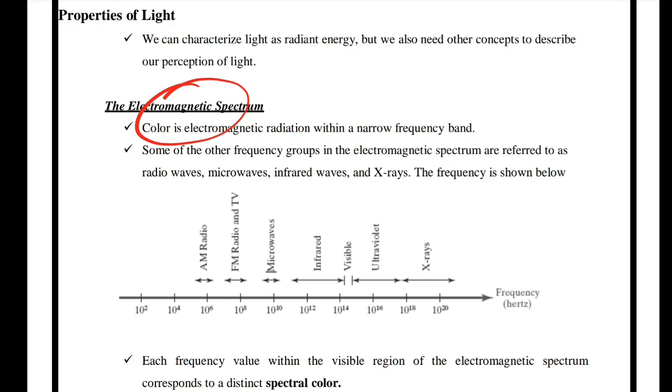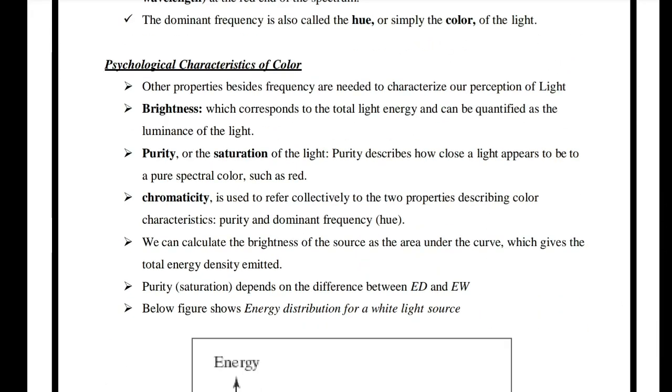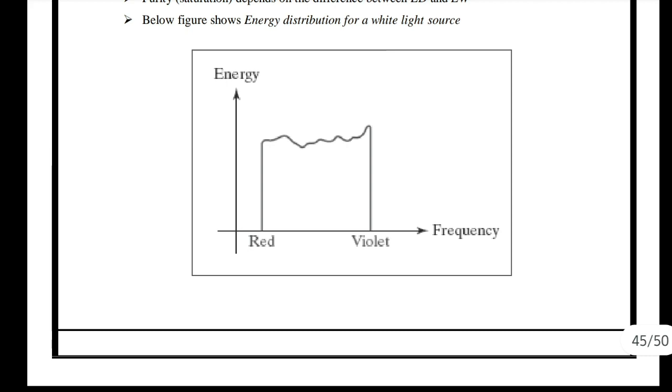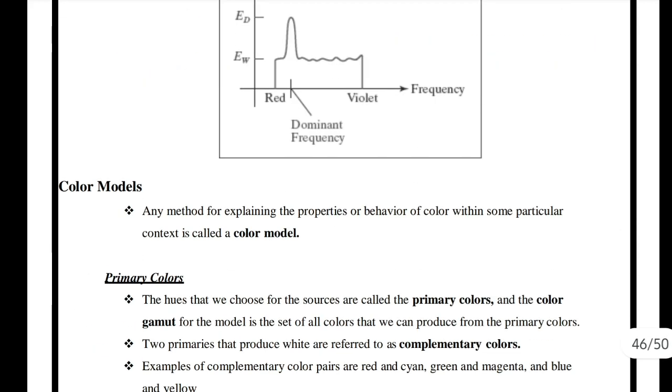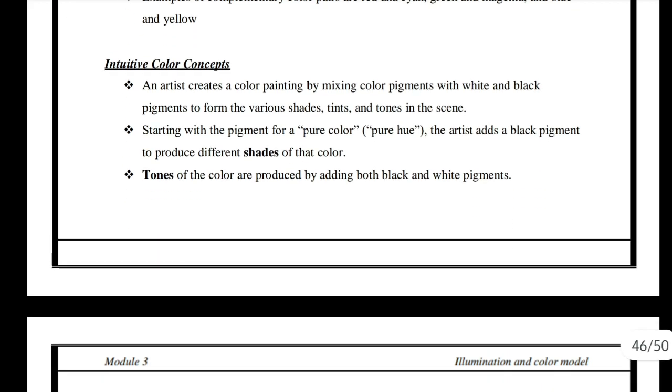It's the electromagnetic spectrum, this we already know what it is, and it has the psychological color characteristics of color: brightness, purity, saturation, chromaticity. And this is for the different colors, what are the different frequencies, energy, and color model. This is very important. Color model, their primary colors and the complementary colors. Complementary colors means using two colors will produce a third color, those are the two complementary colors.